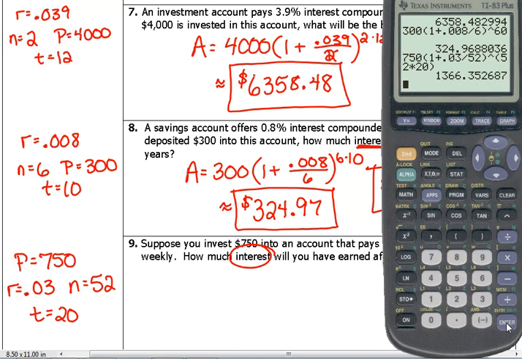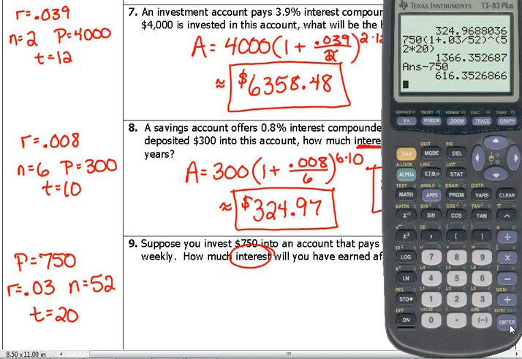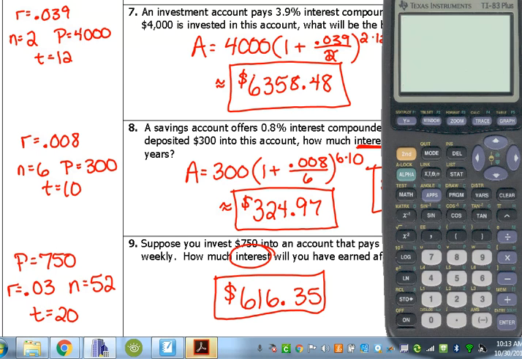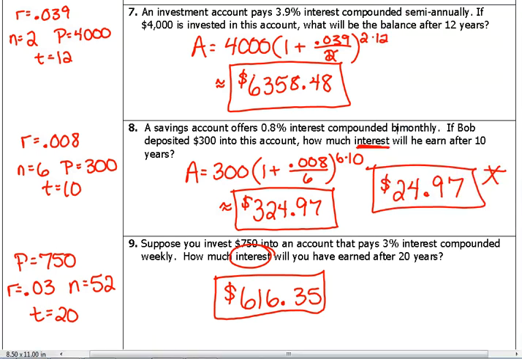Okay, that's how much the balance is. We've got to go back and subtract the principal to get the amount of interest. $616.35 is the amount of interest. So for 20 years, that doesn't seem like a lot of interest, but there are a lot of factors to consider when you're investing money.